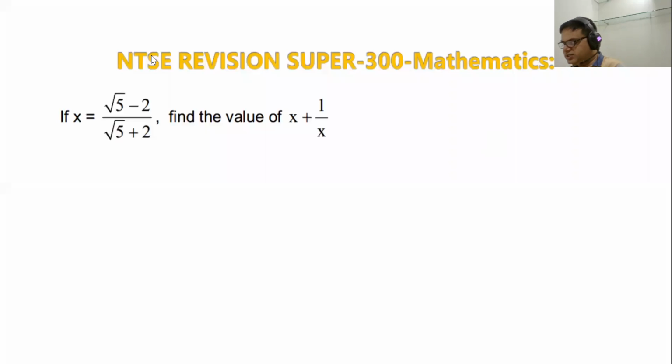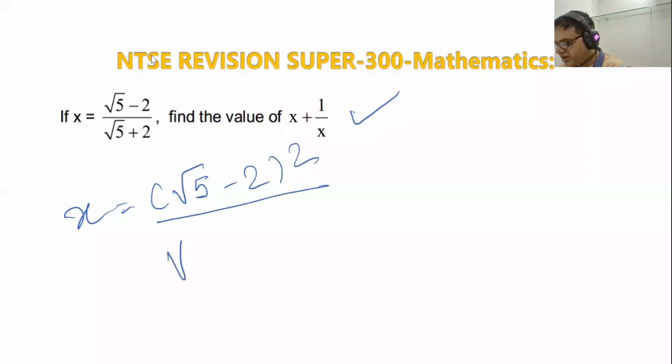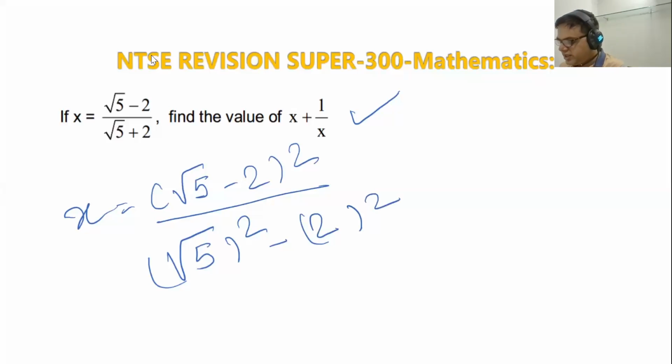The question is x is equal to root 5 minus 2 upon root 5 plus 2. So I have to calculate the value of x plus 1 by x. First of all, this x which is given, I will rationalize. So x will be equal to root 5 minus 2 whole square divided by root 5 whole square minus 2 whole square. For those who did not understand what I did, listen: I divided the numerator and denominator by root 5 plus 2. Sorry, by root 5 minus 2, I multiplied the numerator and denominator.